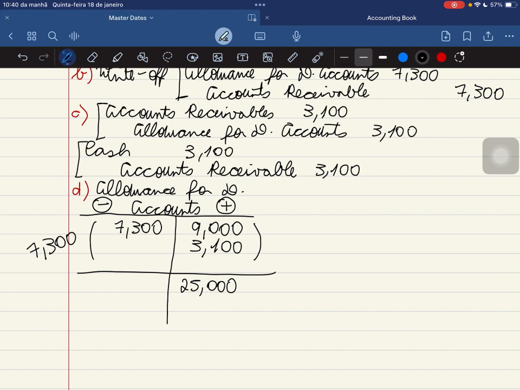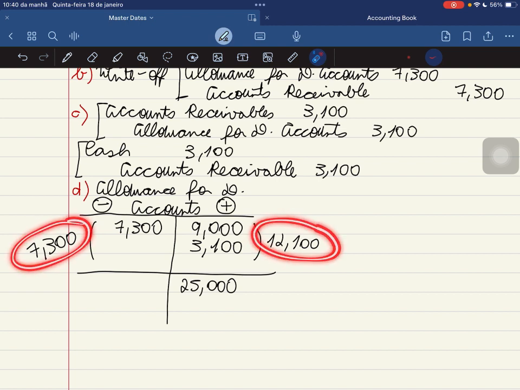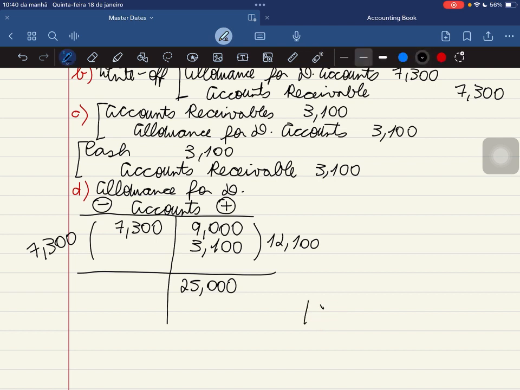On the right side, we had two numbers, so I'm going to add 9,000 plus 3,100, and we have 12,100. Okay, now what's the logic here? All of these numbers added, they have to become 25,000, right? But if you do 7,300 plus 12,100, you're actually going to get 19,400. But the number is supposed to be 25,000, right?